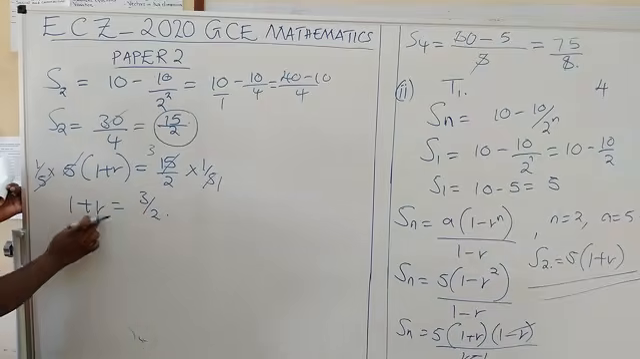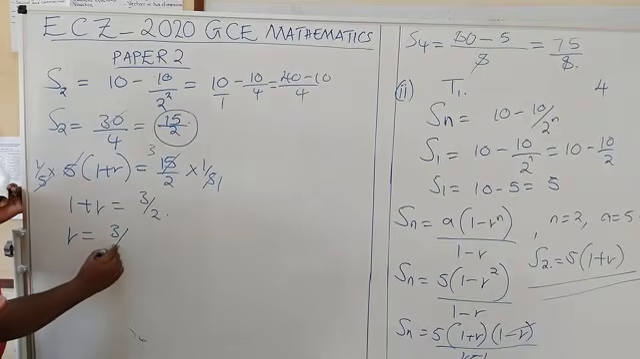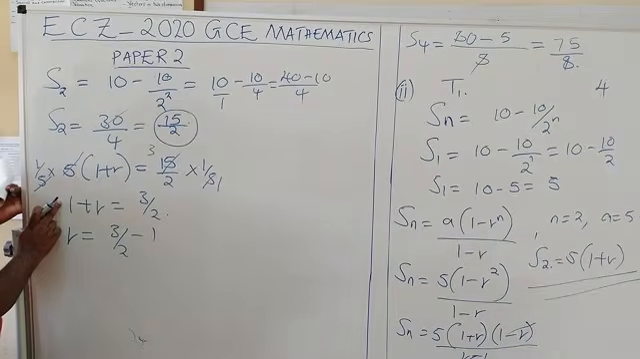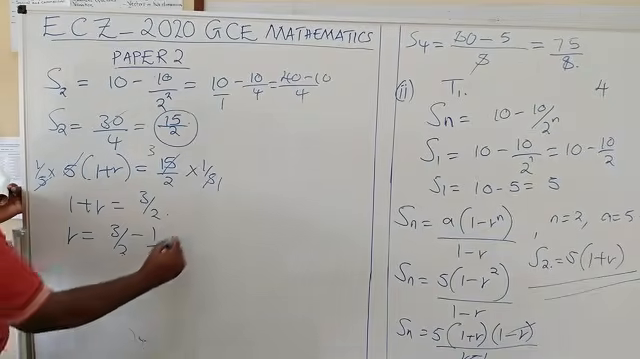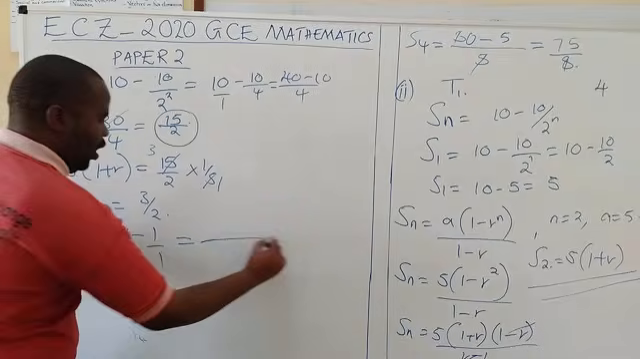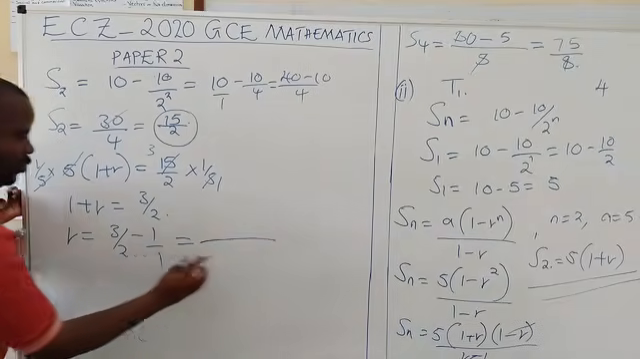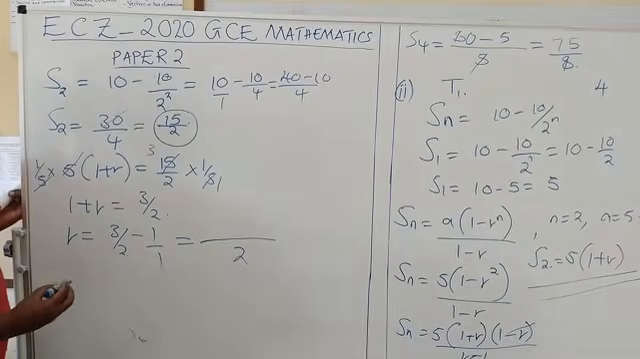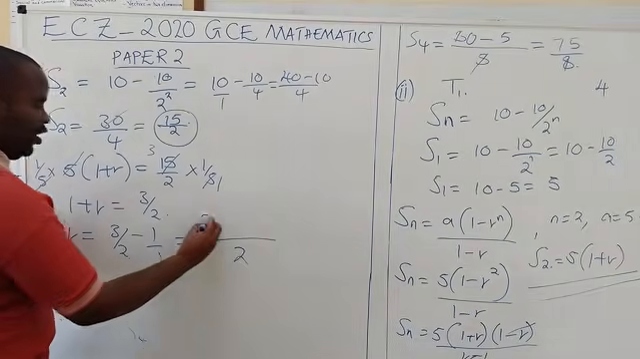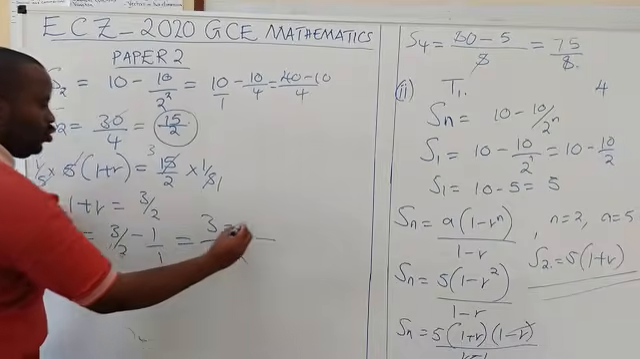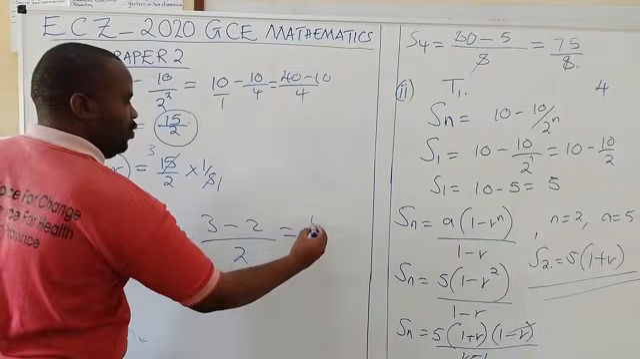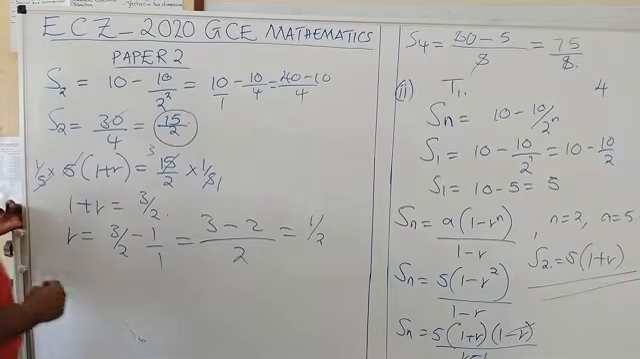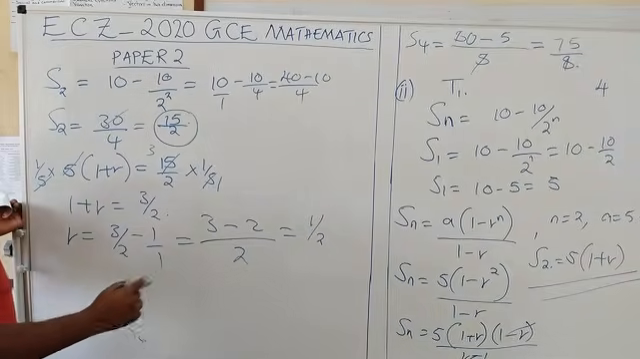Then we can find r here by saying r is equal to 3 over 2 minus 1. Take note, this is a positive sign. So say over 1. You multiply this by that will be 2 when you get the lowest common denominator. Then this by that is 3 minus this by that is 2. 3 minus 2, you have 1 over 2. So our common ratio is 1 over 2.